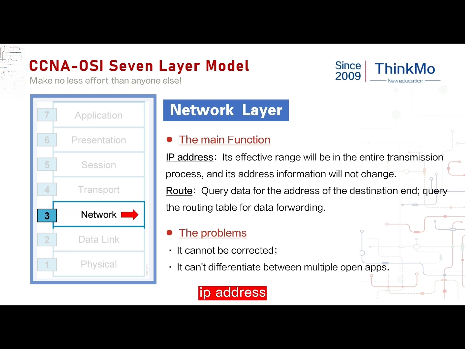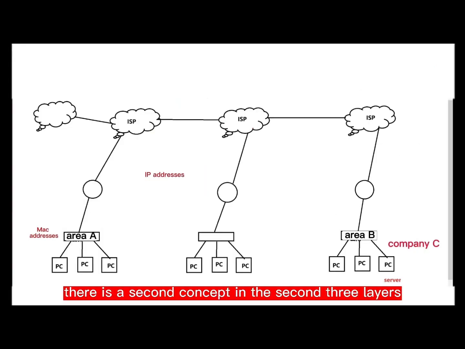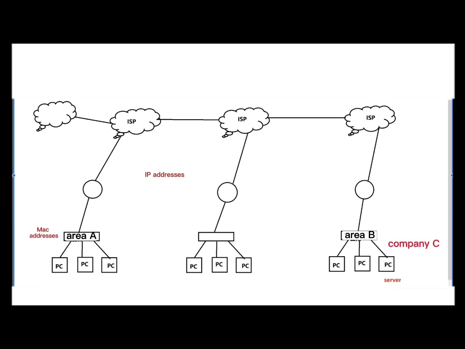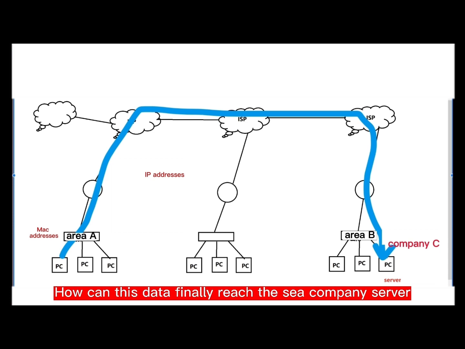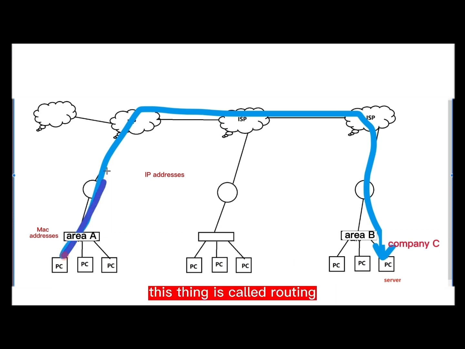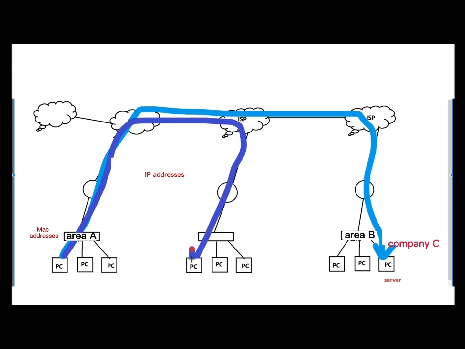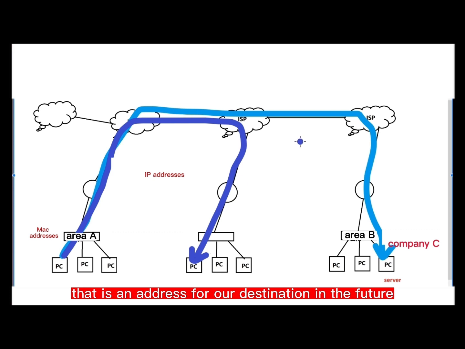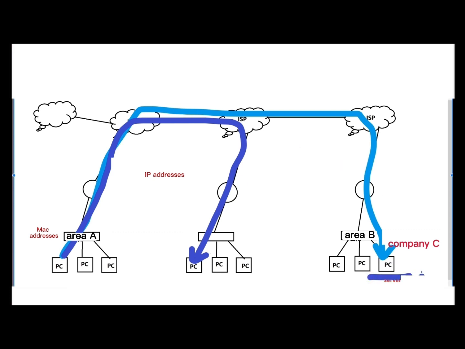IP address. There is a second concept in layer 3: routing. Routing means something simple. I'll give you an example. Just now I sent data from here. How can this data finally reach the C company server? This is called routing. That is an address for our destination in the future, and I was able to query this data.